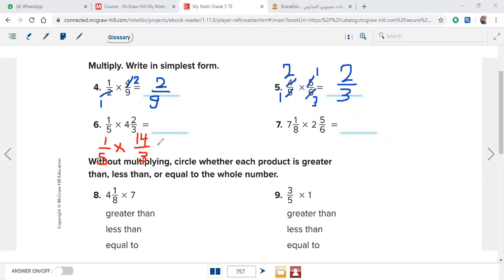So now I can multiply directly, but check first if there is any common factor between numerator and denominator or not. I have 14 divisible by 2 and 7. There is no number here divisible by 2 and 7 in the denominator. Okay, so I have to multiply directly. 1 times by 14 equals what? Equals 14. Out of 5 times by 3 in denominators equals, yes, equals 15. So the answer will be 14 out of 15, the final answer.